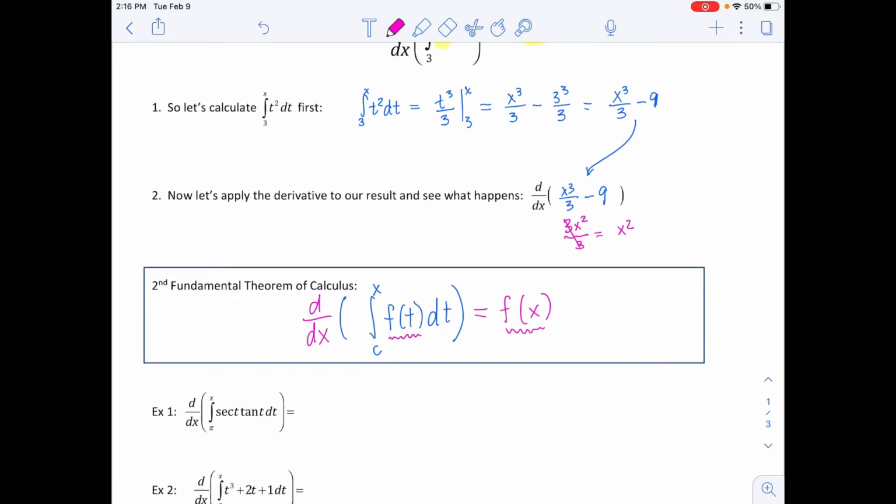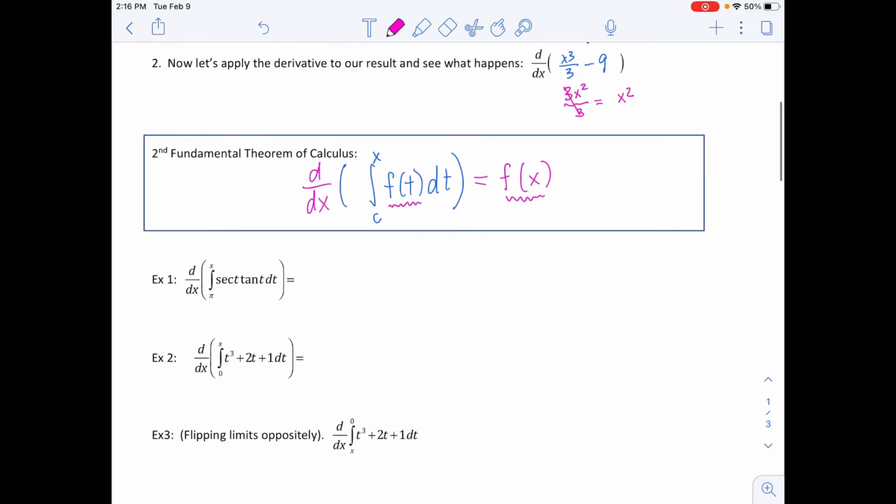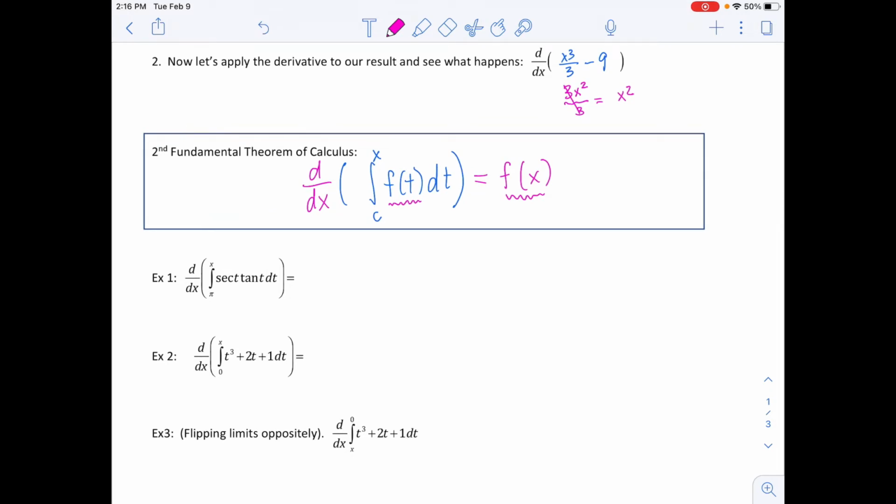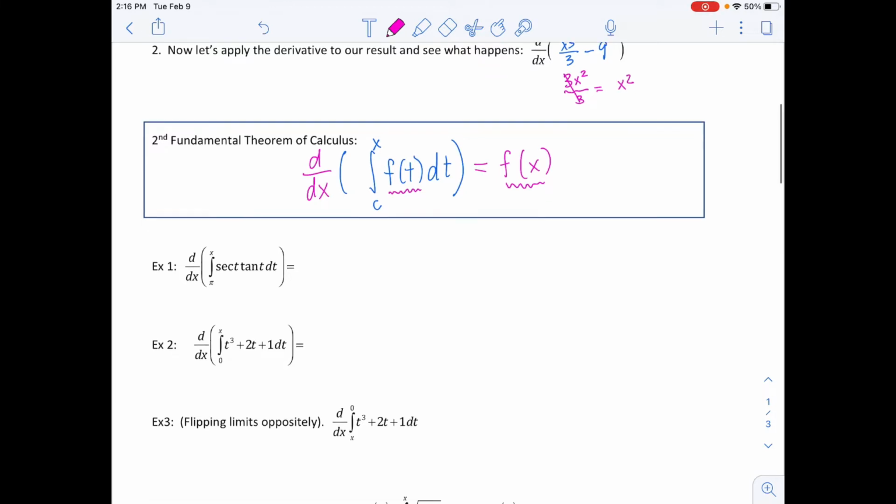So let's apply this here for a couple of examples down below. We'll talk about a corollary, and then maybe we'll look at some AP-style multiple choice questions that might be on an exam.